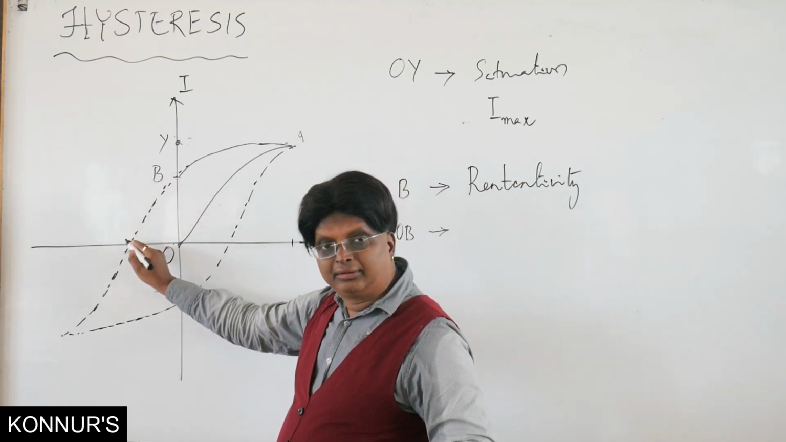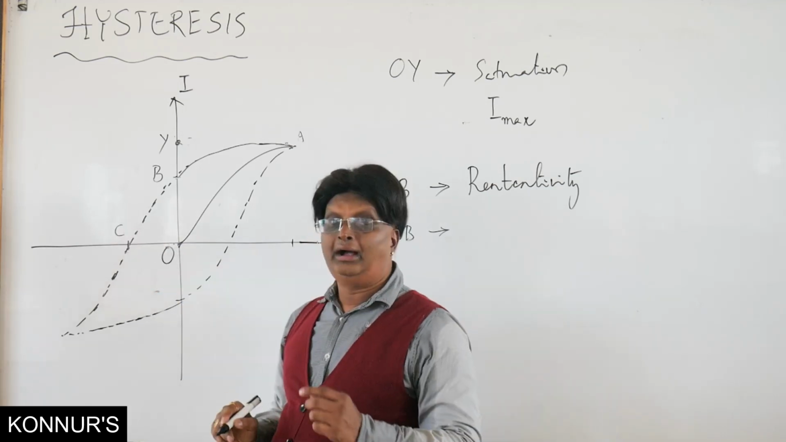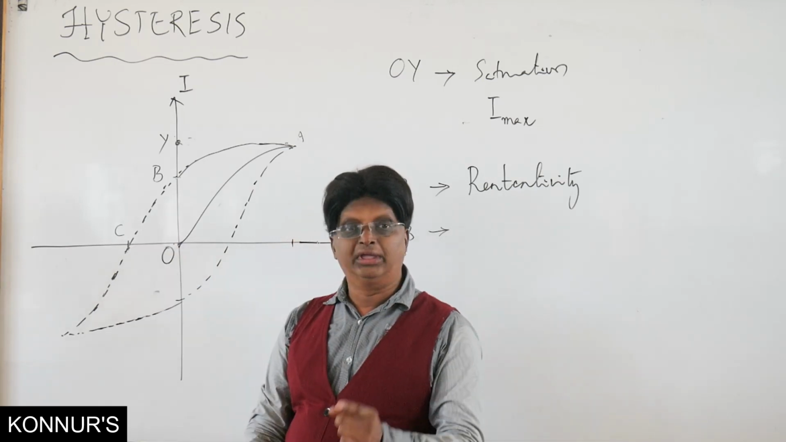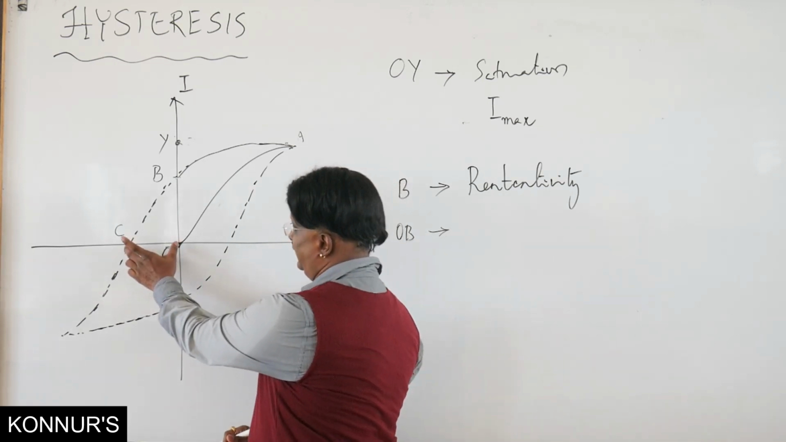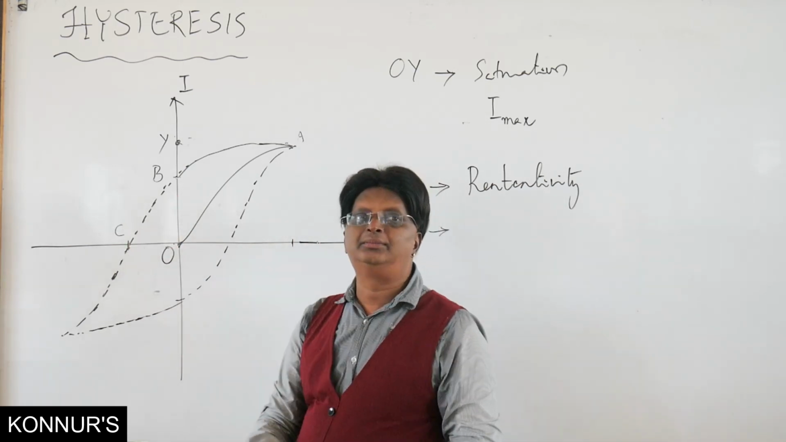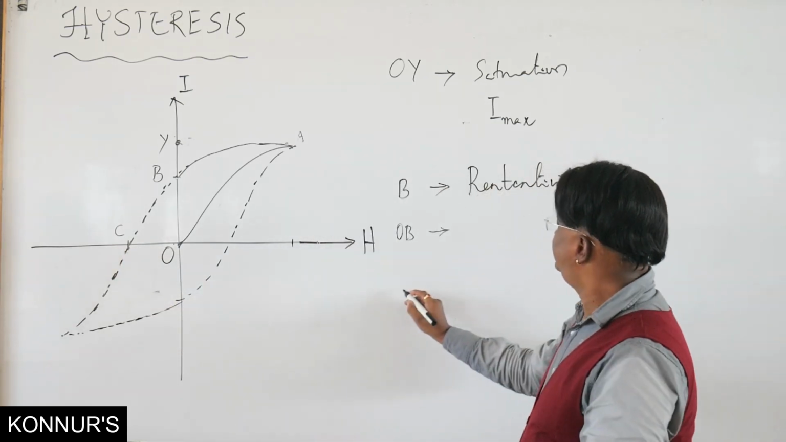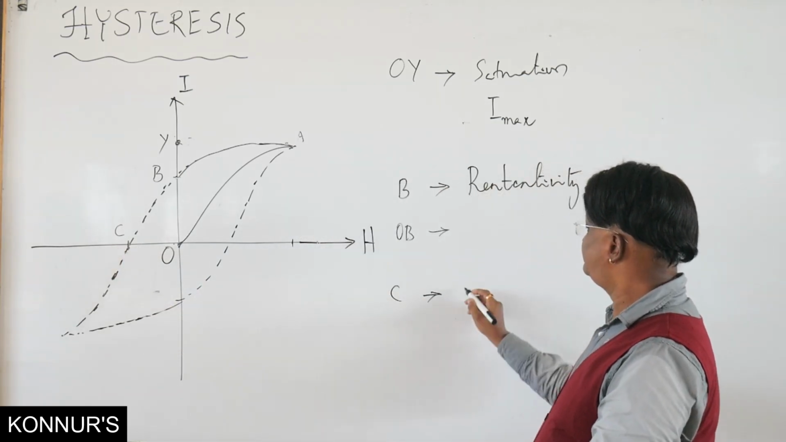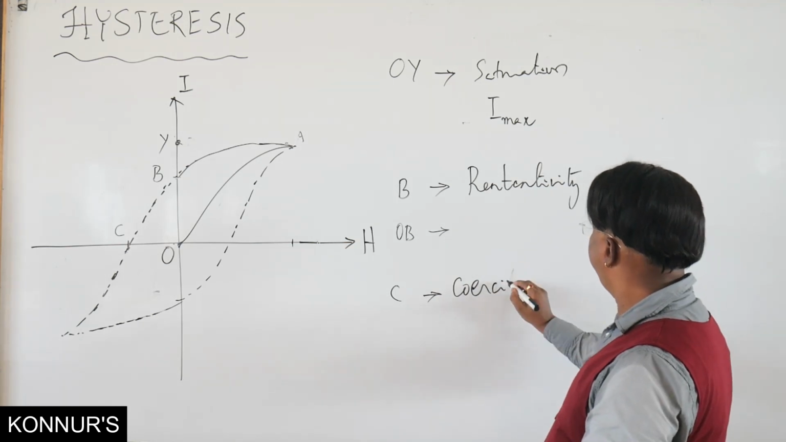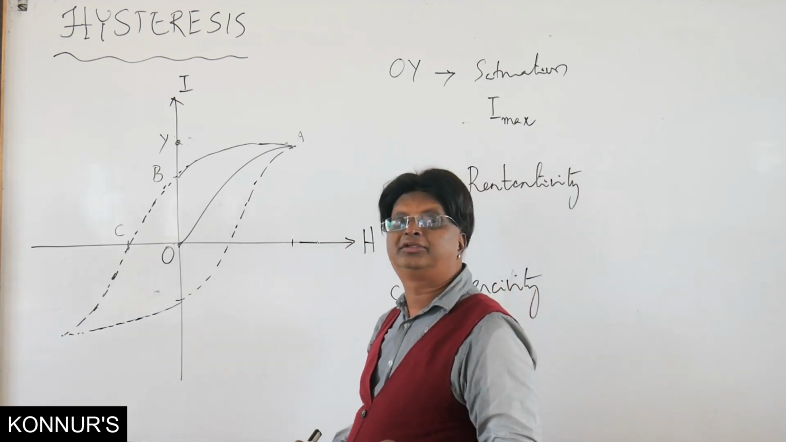Therefore to decrease I, H reverses direction after 0 and gradually increases. I starts decreasing such that I write one point, I call this point C. At this point C, for this particular value of H, the intensity of magnetization becomes 0. So this point C refers to coercivity. What is meant by coercivity?